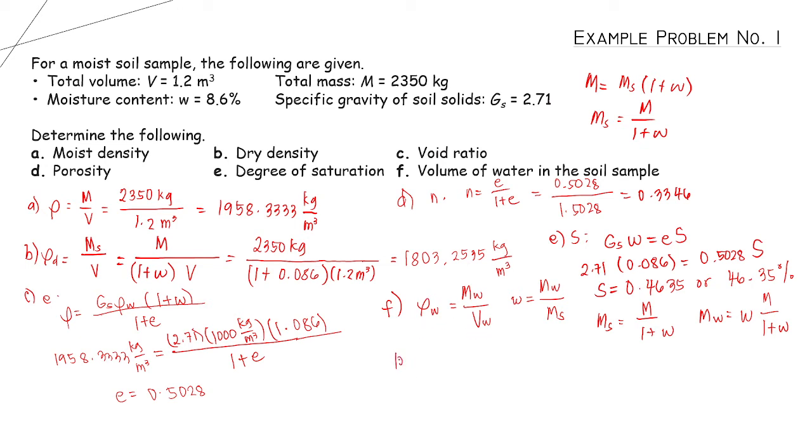Okay, so let us turn to this equation. You can write 1,000 kilograms per cubic meter is equal to the moisture content, 0.086, times the total mass, which is 2,350 all over 1.086, or 1 plus the moisture content, all over the volume of water. You will get that the volume of water is equal to 0.1861 cubic meter.